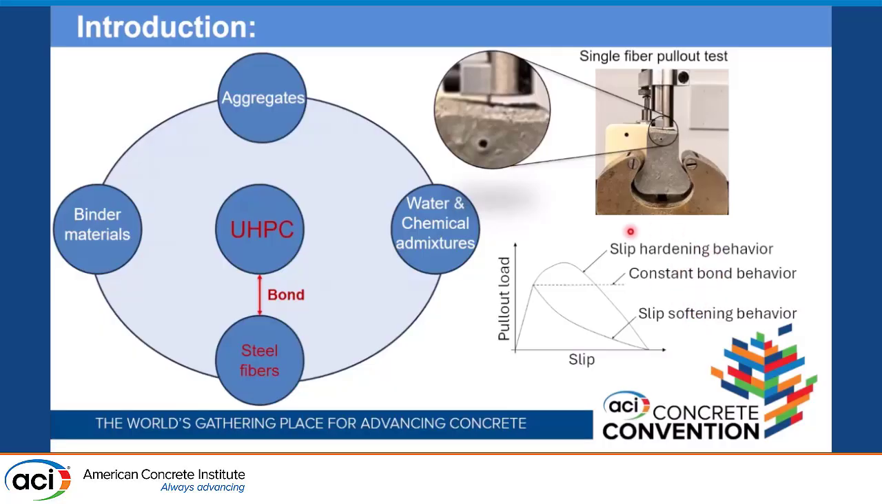What we desire is a slip hardening behavior, because in the tensile test it translates into strain hardening behavior. In this work, we check 9 different types of fiber, in which we have proposed one arrangement of fiber. But before getting into that, I want to talk about the motivation, like why we studied a broad range of fibers.